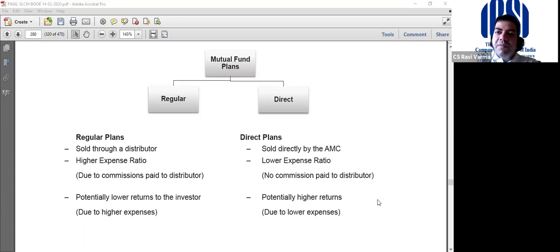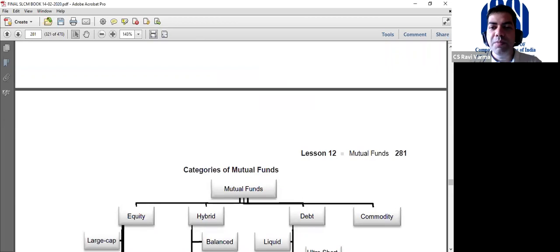Here, the return will also be higher because no expenses are involved. However, in regular plans, the return will be lower because of the expenses through distributorship, etc. So direct plan is like I'm straight away coming on with the plan. And the regular plan is the one you see in the market, where your advisor will say that tens of mutual funds are there, and you can invest in any of them. So two types of plan, two types of scheme. That is what the mutual fund is.